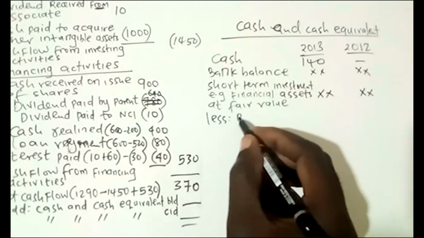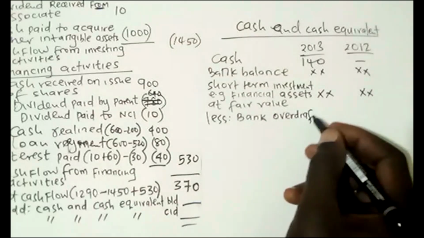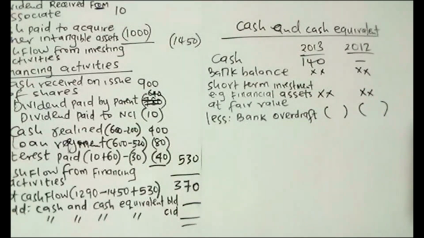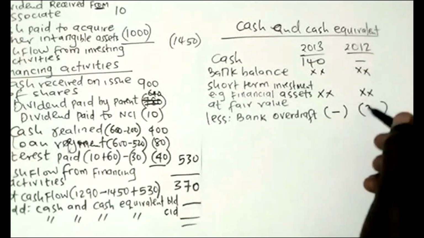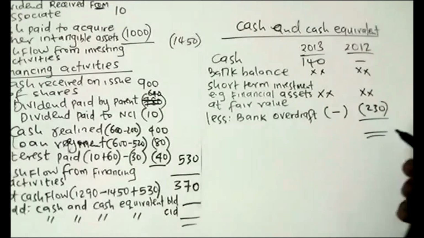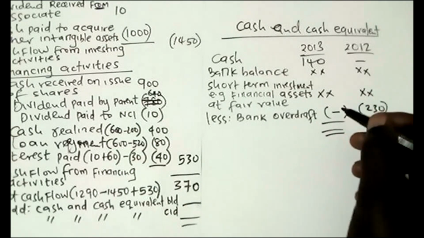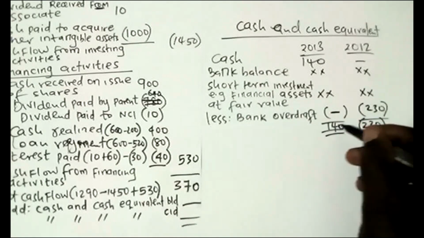Then finally we subtract the bank overdraft. I think it was there under the current liabilities. You can see it's dash and 230: dash for the final year, 230 for the first year, 2012. For 2013, it's dash. So this one is 230, and this is 140.